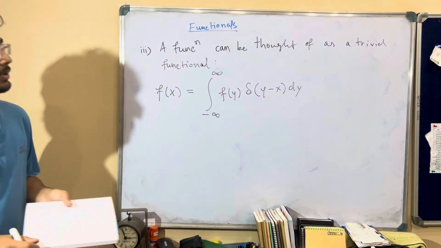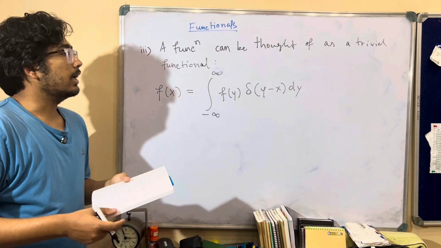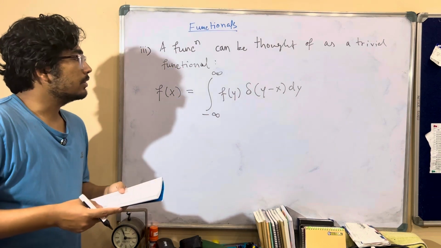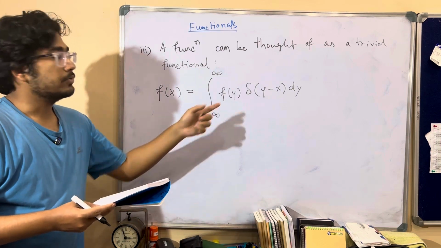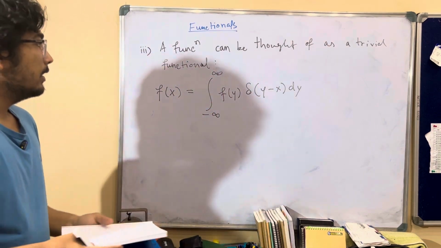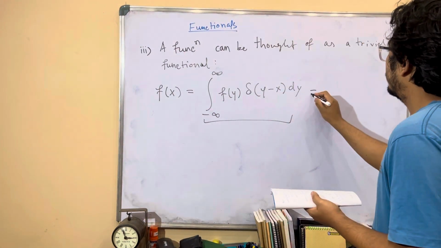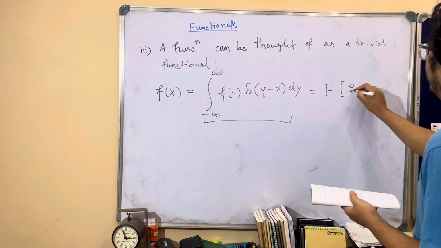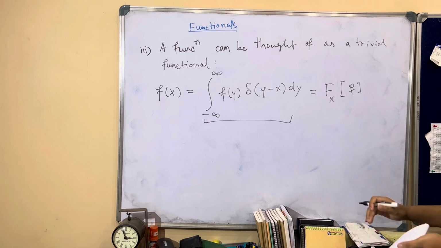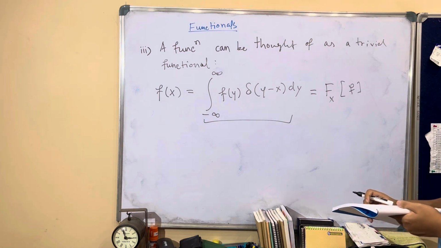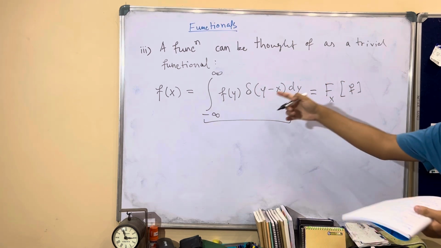So this is a valid equation, right? If you are familiar with delta functions, and if not, then I highly encourage you to look them up in your textbooks or on the internet, because we are going to use a lot of delta functions today. This is nothing but a functional, and we can say this is a functional of f with x. This is just a notation, nothing else. This is how we can write any function as a trivial functional using delta functions.